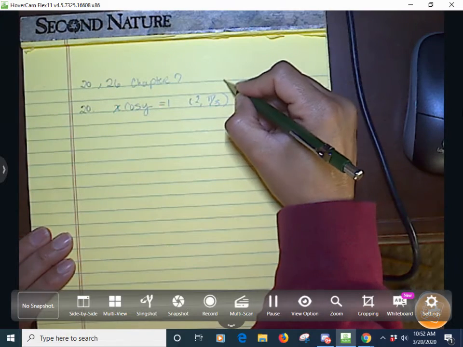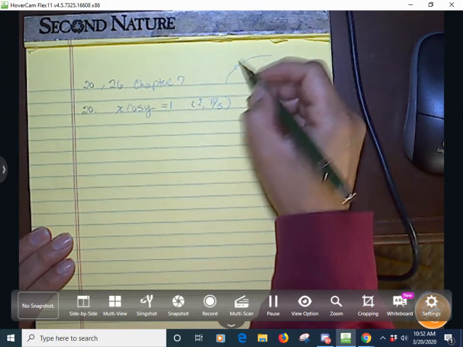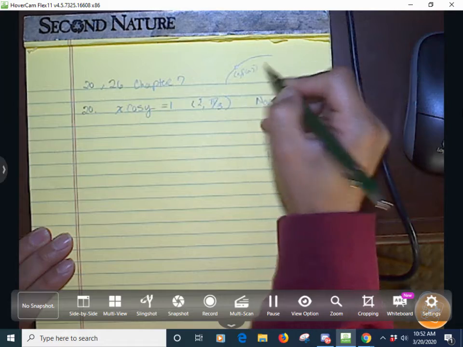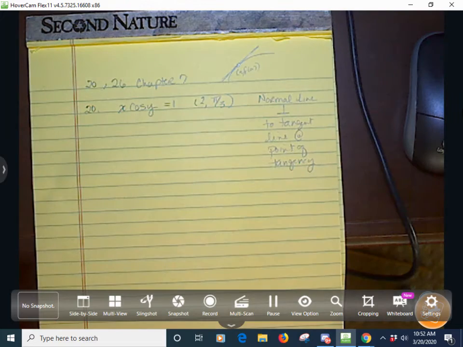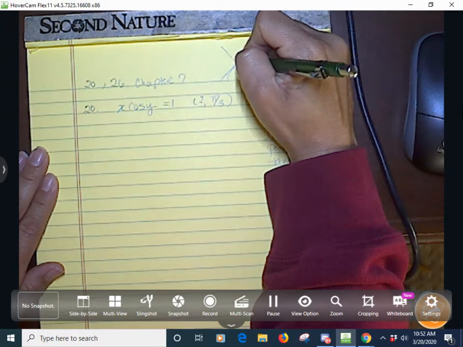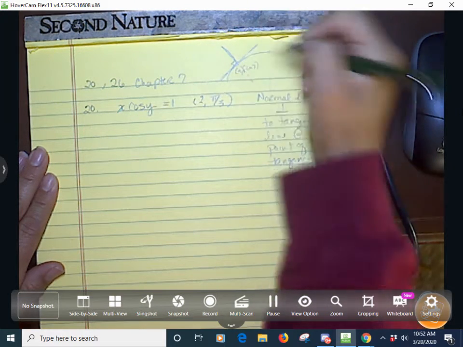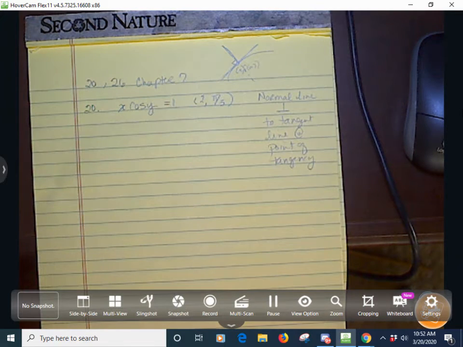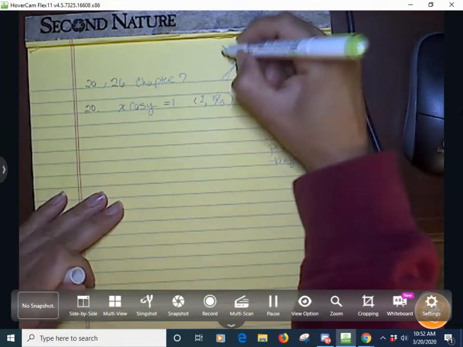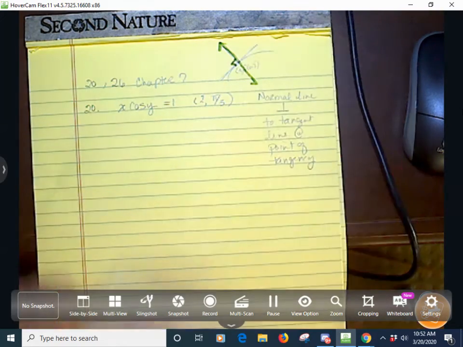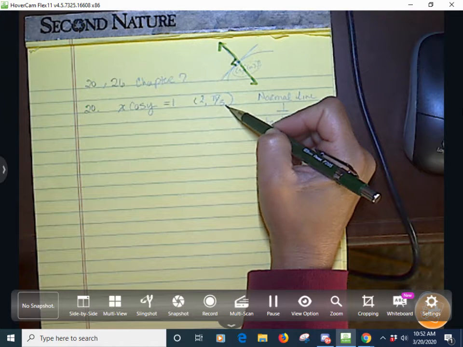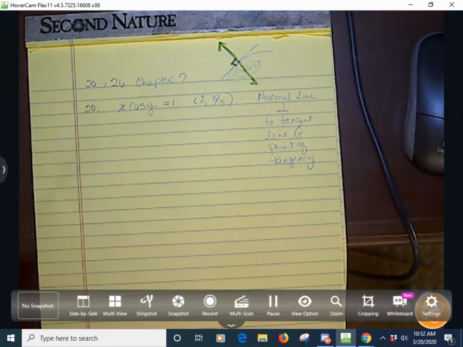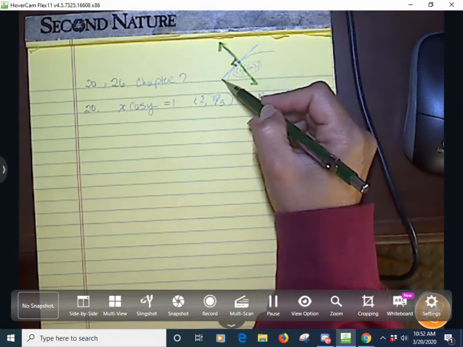So if I just draw a curve like so, and here is my point (a, f of a), and I have a tangent line right here, then the normal line is this one right here. That would be my normal line. And so all you really need is a point and a slope. We have this point, which is given to us, and the slope is the opposite sign reciprocal of the slope of the tangent line.